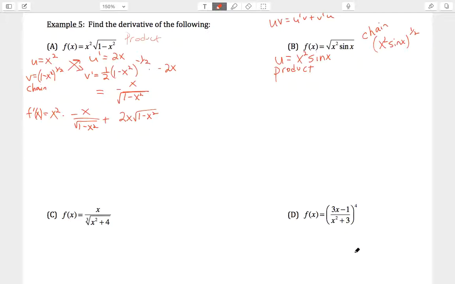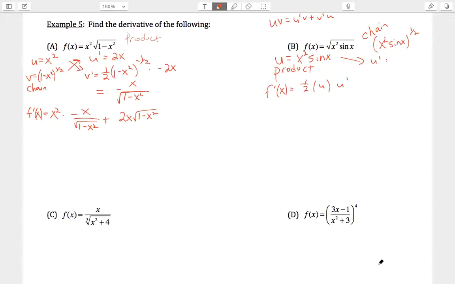Right? So now we've got to product rule this to get u prime. So f prime of x is going to be 1/2 u times u prime. So we need u prime.